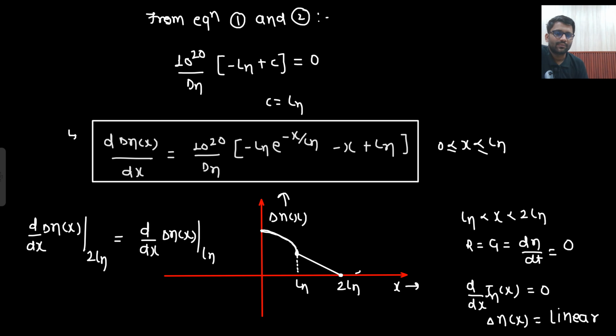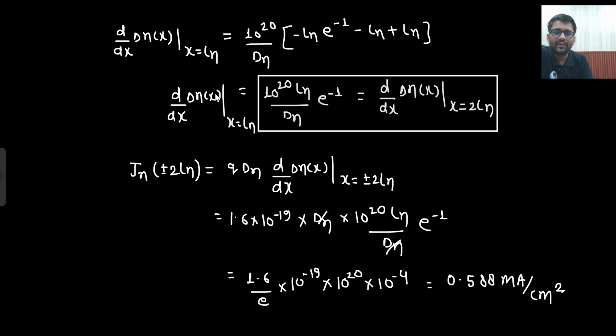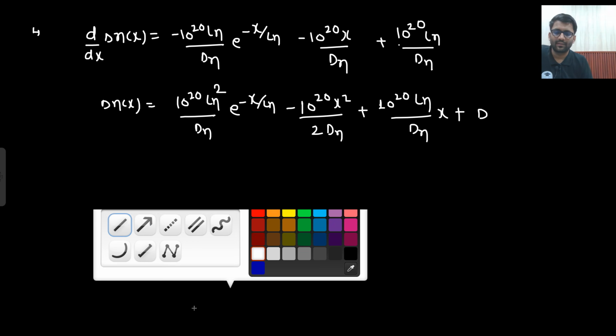What do you know? Can you let me know what will be the concentration at ln? Can you let me know the value of delta nx at x equals ln? Yes sir, I can surely let you know. Why? Because I know the slope. I know this slope. What is this slope? This slope is 10 to the power 20 ln by dn e to the power minus 1. So let's do it here.